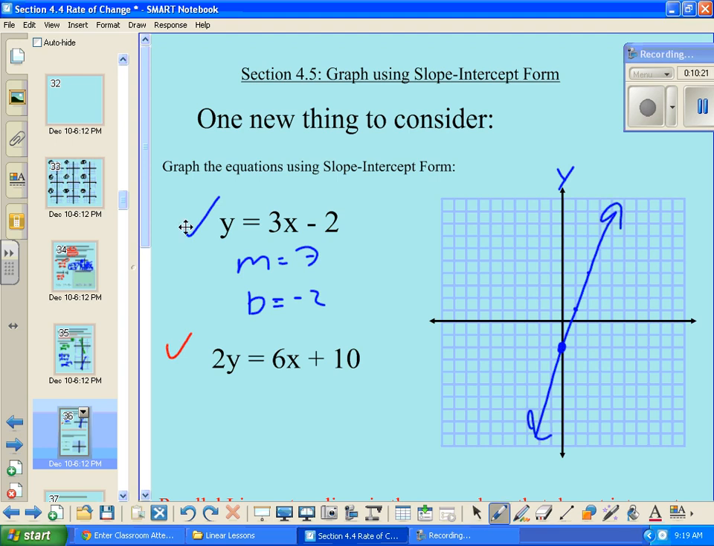Now I'm going to graph this red one as well. To solve it for y and get it in slope-intercept form, I have to divide everything by 2 first. So I get y equals 3x plus 5. If I graph this one, the y-intercept is 5: 1, 2, 3, 4, 5. The slope is 3: 1, 2, 3 over 1. Something like this for my line.